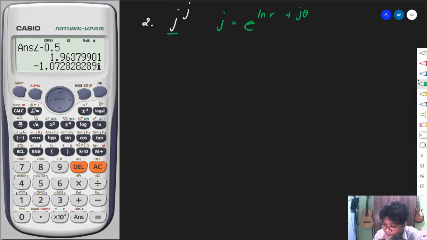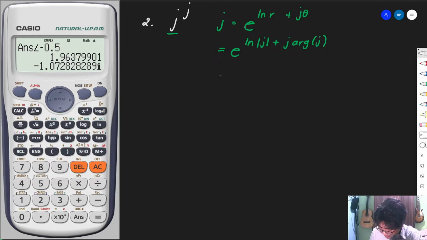ln r plus j theta. Okay, so next, we plug in, of course, since we need to get the value of r and the value of theta. So we have here e raised to ln of the absolute value of j plus j times the argument of j. Okay? So that is the value of theta. So game, let us evaluate.